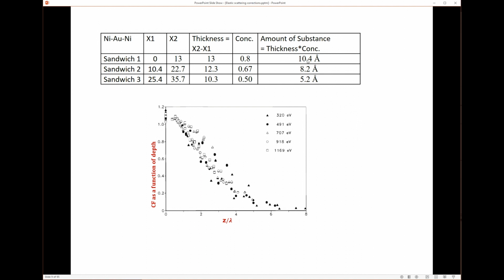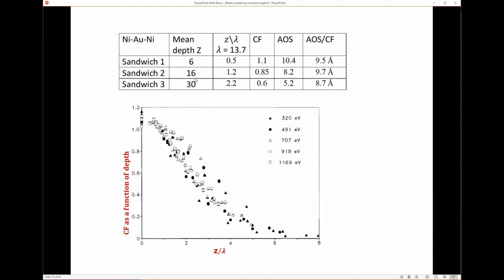But if we now try to make a correction of these for angular deflection, we can use this simple idea we have in the CF factor here. So we have these three concentrations at these three depths. If we take the mean depth here, that's about 6 angstroms and 15 and 30 angstroms. This is the mean depth for the three samples, the mean depth of the gold layer. If we express that in units of lambda, which is what is done here, and lambda is 13.7 angstroms, we get these numbers.